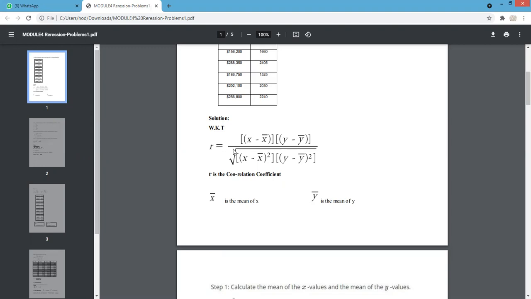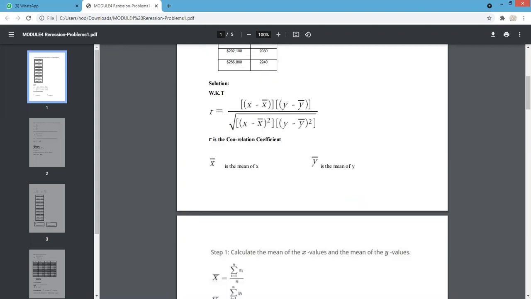Now r can be found by the sum of x minus x bar into y minus y bar, divided by the square root of the sum of x minus x bar whole square and y minus y bar whole square. x bar is the mean of x, and y bar is the mean of y. In this problem, we are not finding the variance. If required in further problems, we will solve that.